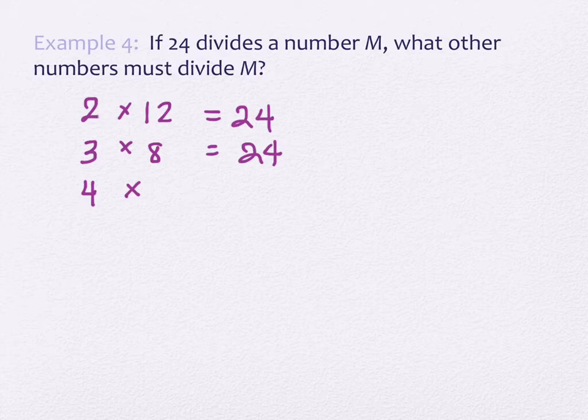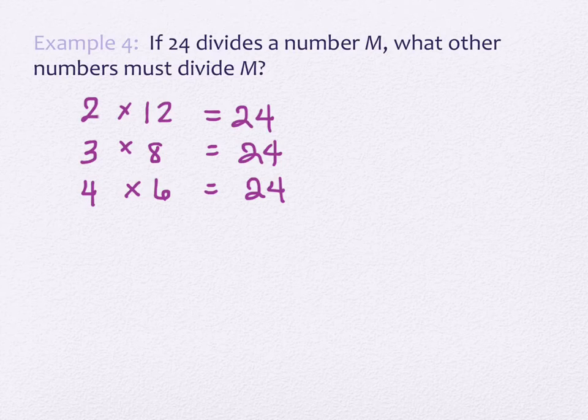Do you notice as I increase the column on the left, I am decreasing the column right after it in the middle? And the cool thing about doing it in that fashion is that at some point I realize there are no numbers left in between that work. The only number between 4 and 6 now is 5, and 5 times 5 is not 24.